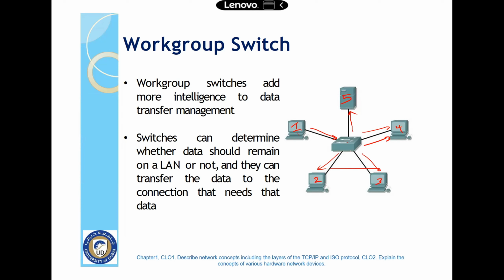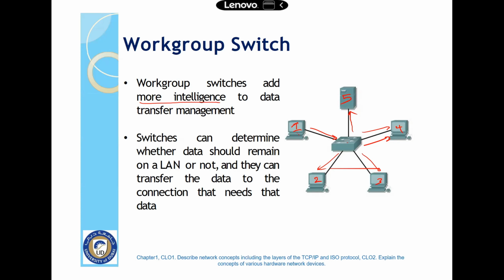Now, switches can determine whether data should remain on the LAN or not, and they can transfer the data to the connection that needs the data. And that's pretty much what I just mentioned. If the data should go a certain path, this is the job of the bridge. It determines where the path should go, and it adds more intelligence to the routing or to the transfer management.